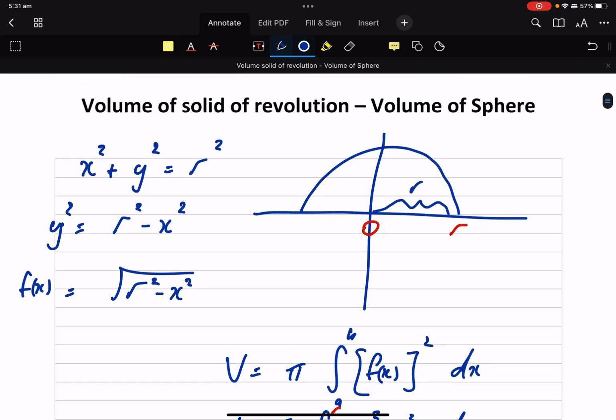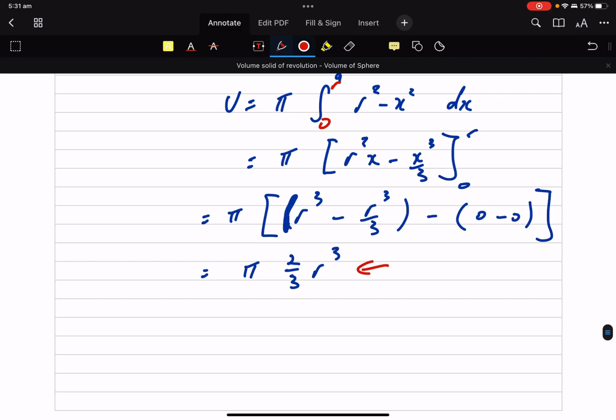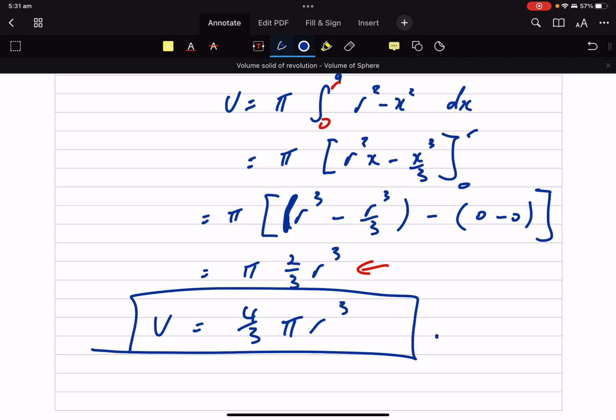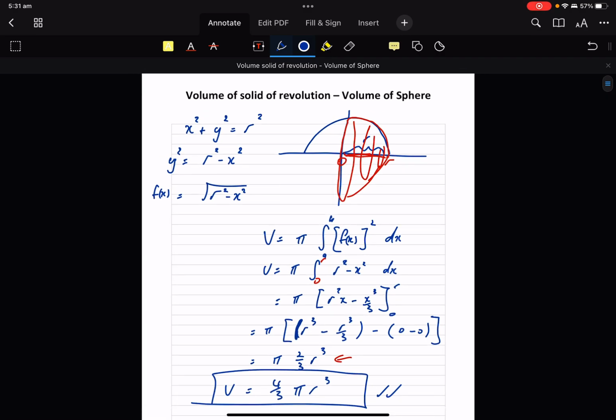Now, if you remember, I only found the volume of just that little bit from 0 out to r, and I rotated that about the x-axis. So I've only got half a sphere. So what I've got to do is double it, and then the volume of the sphere is double 2/3, which is 4/3 pi r cubed, which there you have it. That's the formula on our year 9 and 10 formula sheet. Isn't that cool? That's where that rule comes from.